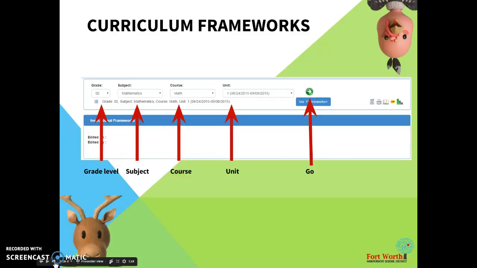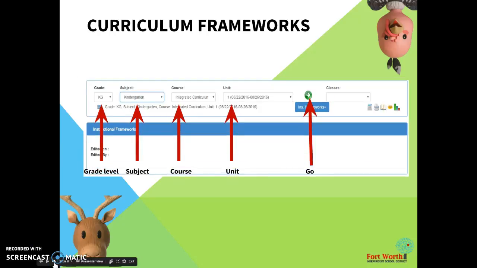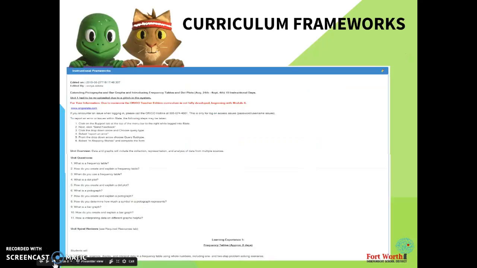Here you'll need to type in the appropriate grade level, subject, course, corresponding unit, and then select the green Go button to continue. Kindergarten teachers will select kindergarten for the subject, and the course will automatically populate to integrated curriculum. Then choose the corresponding unit or week and select the green Go button to continue. You will land on the Curriculum Frameworks landing page.